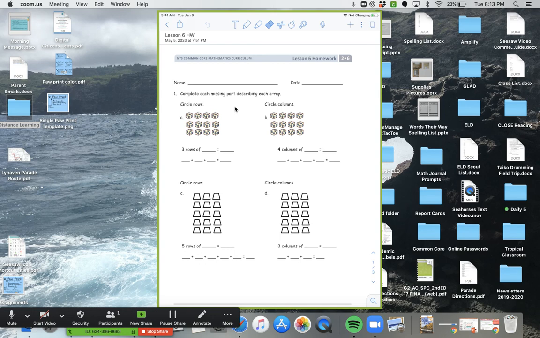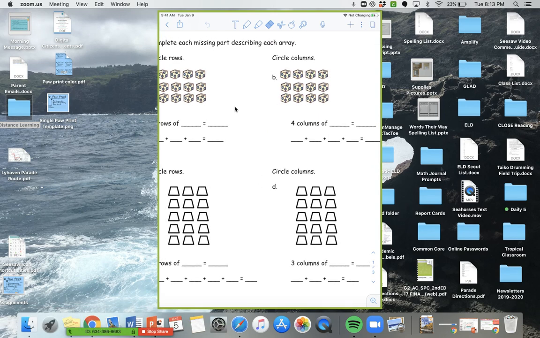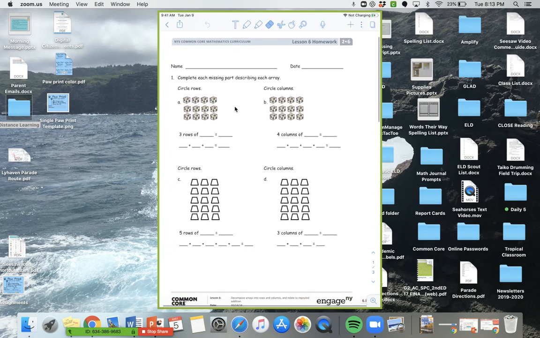This is lesson 6 in our unit. So you're going to complete each missing part describing each array. So first, it says to circle the rows, okay? So you're just going to use that pen or pencil tool in Seesaw, and you're going to circle the rows. Remember, our rows go horizontally. So now we have 3 rows of 4. And then since it's rows, you need to use repeated addition for the rows. So it's 4 plus 4 plus 4, which equals 12.